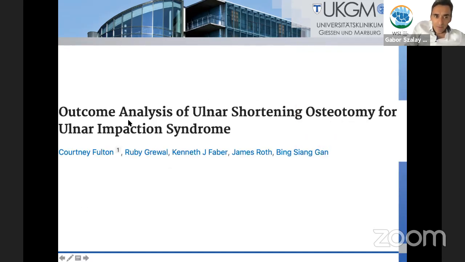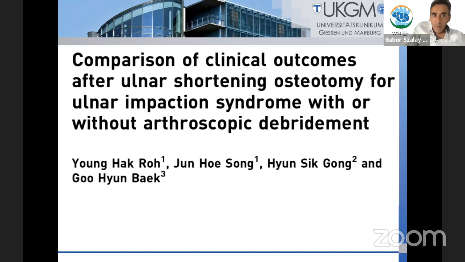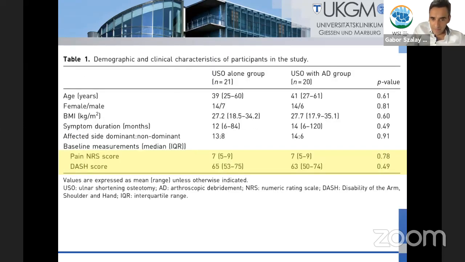The next one is outcome analysis of ulnar shortening osteotomy for ulnar impaction syndrome. And here also the range of motion 10 degrees worse than on the opposite side. Pain is better, DASH is better, but smokers have a worse result. What about the comparison of clinical outcomes after ulnar shortening osteotomy for ulnar impaction syndrome with or without arthroscopic debridement? In this study, it doesn't matter if you do the ulnar shortening osteotomy alone or with arthroscopic debridement, the pain and the DASH score are nearly the same.